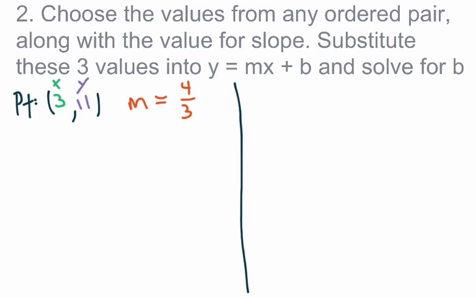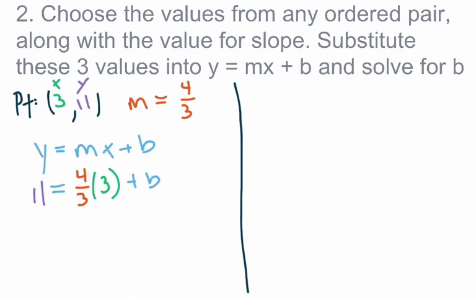So let me rewrite the formula. So y equals mx plus b. Now I'm going to take my value for y and substitute in 11. My value for m, I'm going to substitute in 4/3. My value for x, I'm going to substitute in 3. And then I'm also going to bring down the plus b. So here's what that will look like.